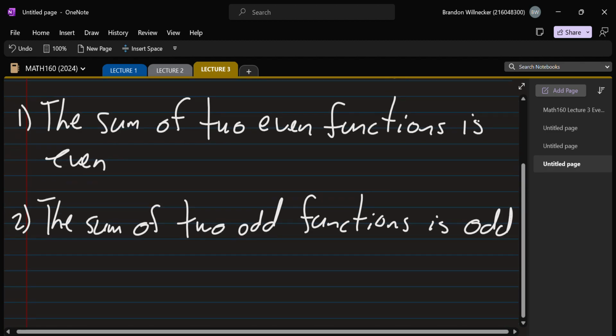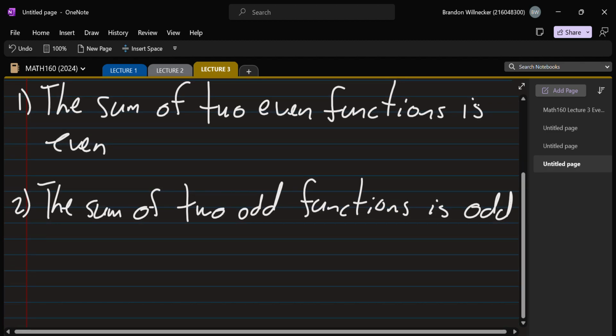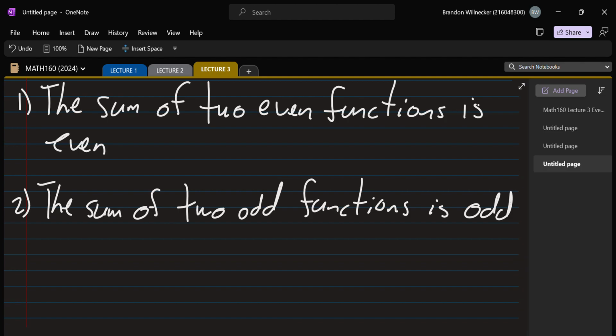Again, you've got your starting point, sum of 2 odd functions. We know what the sum of 2 functions is. We know what an odd function is. What do we want to show? We want to show that the sum is odd. How do we show that something is odd? You use the definition of something being odd. Okay, number 3.